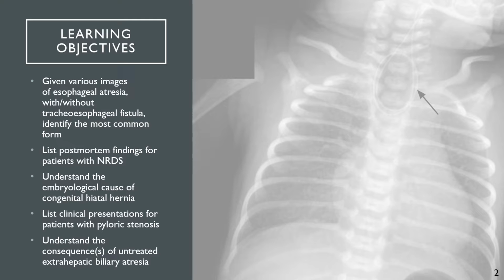I want you to be able to identify the most common form of esophageal atresia, recognize a few postmortem findings associated with neonatal respiratory distress syndrome, understand the embryological basis for congenital hiatal hernia, recognize clinical presentations that are associated with pyloric stenosis, and lastly, understand the consequences of extrahepatic biliary atresia if left untreated.